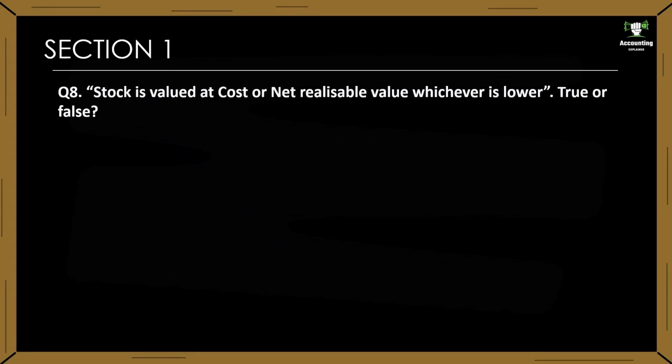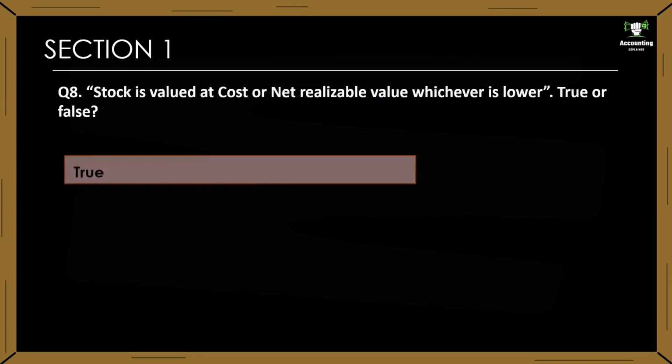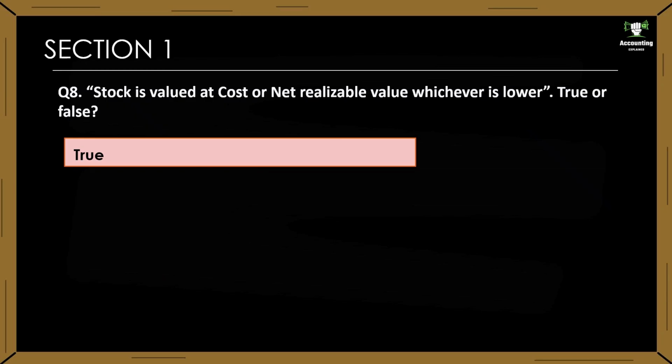Eighth question. Stock is valued at cost or net realizable value, whichever is lower. State true or false. Answer is true. This is a principle of conservatism. We anticipate losses. Valuing stock at the lower value ensures we don't overstate our profits.